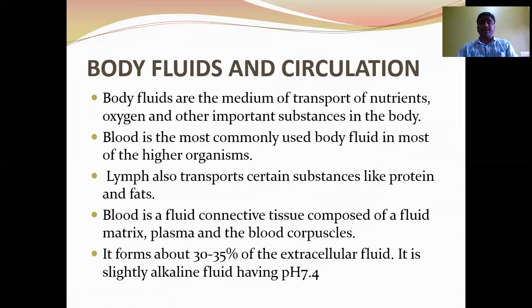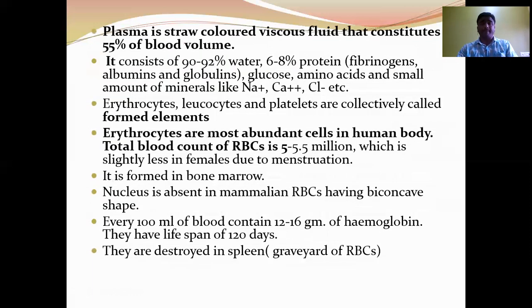Blood is a fluid connective tissue composed of a fluid matrix, plasma, and blood corpuscles, but fibers are absent in the blood. It forms about 30 to 35% of extracellular fluid. It is a slightly alkaline fluid having pH 7.4. Plasma is a straw-colored viscous fluid that constitutes 55% of blood volume, and the remaining 45% is blood corpuscles.